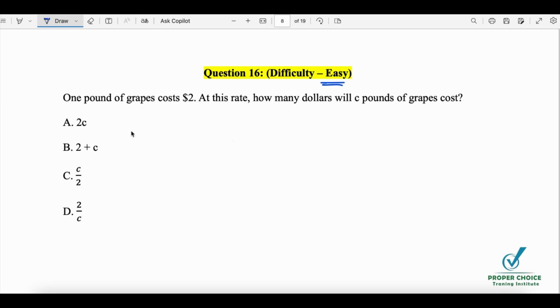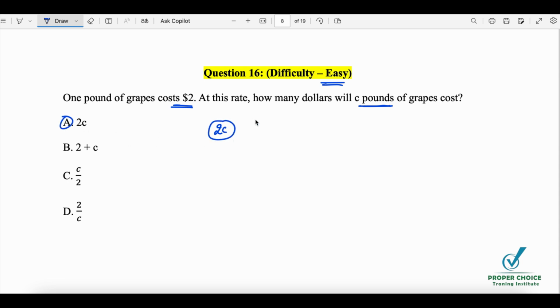So now let's continue with the question number 16. It says 1 pound of grapes cost $2. At this rate, how many dollars will C pounds of grapes cost? So 1 pound is for $2. When we are purchasing C number of pounds, what is the total cost? That's the question. So it's simply 2 multiplied by C. So that is option A.